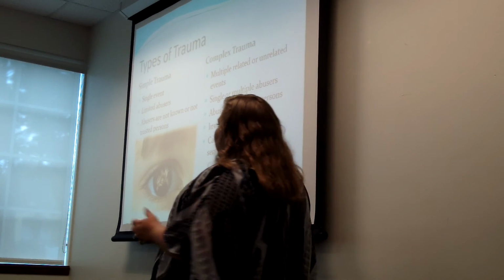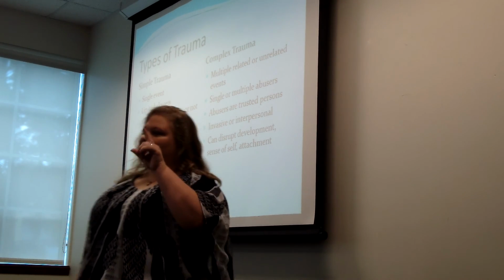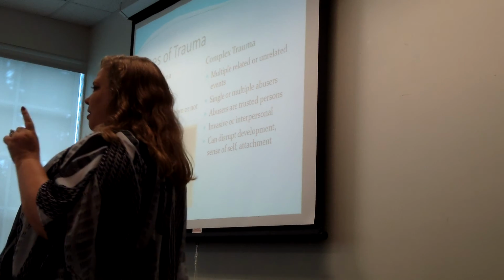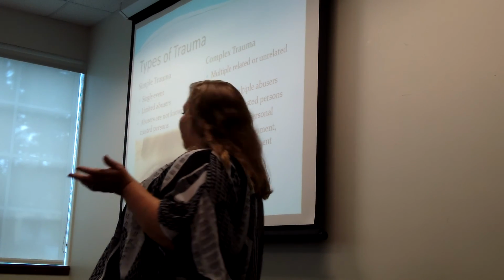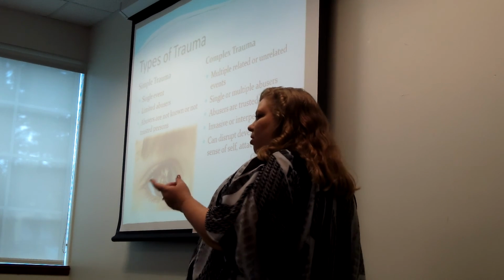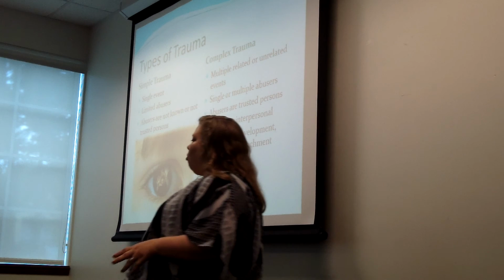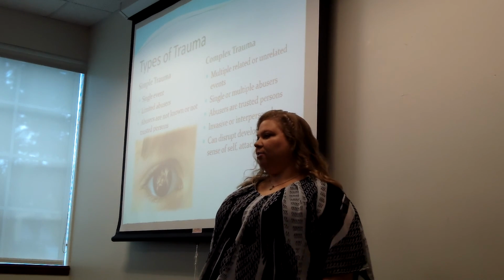So, simple and complex trauma. Simple trauma is a single event, something that happens once, like a hurricane. Okay? It has limited abusers. So generally one person or a couple of people, and that's it. The abusers are generally not known or not trusted people in that child's life.